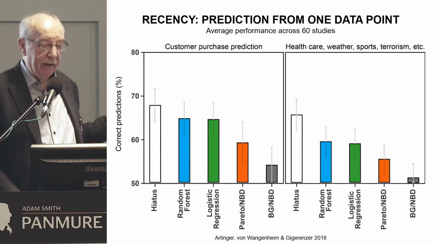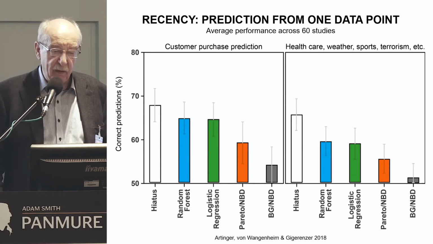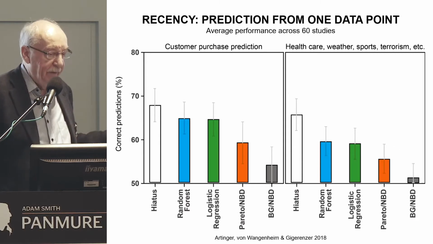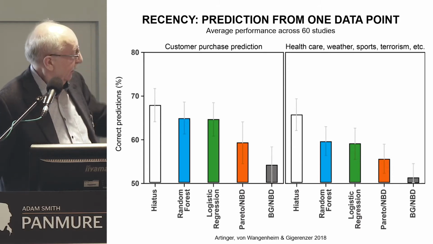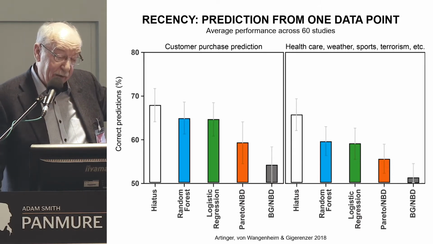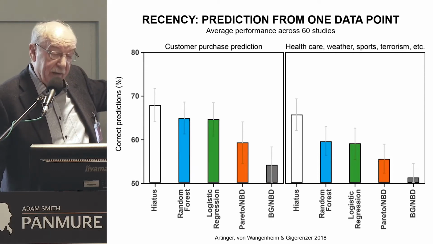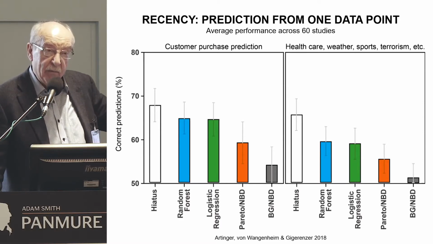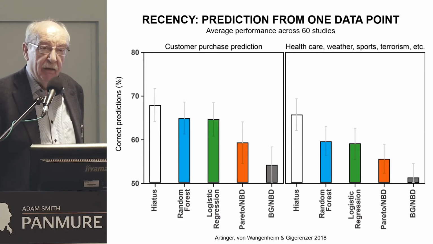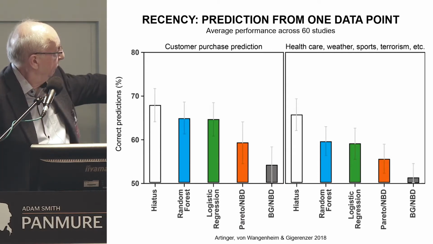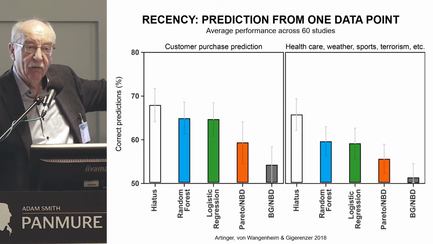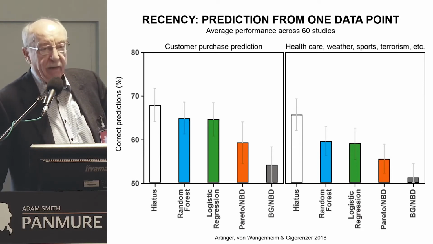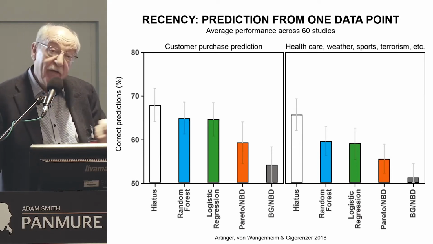big horses. Just look at the left side. These are now the averages over 35 companies. The gray one is another marketing model. It's even worse than the Pareto negative binomial model. Logistic regression does better. Random forest, one of the big machines of machine learning, does about the same. And none of them can beat the one-reason heuristic across all 34. On the other side, these are a number of other studies with other repeat-event predictions.